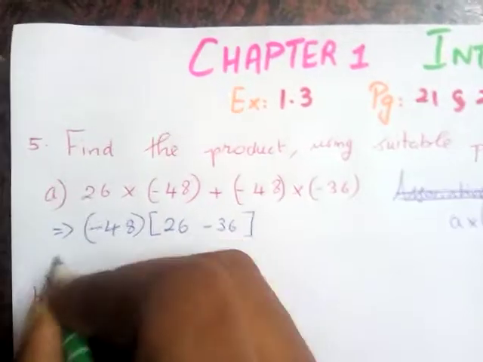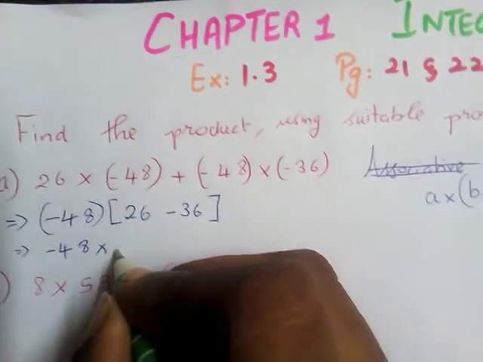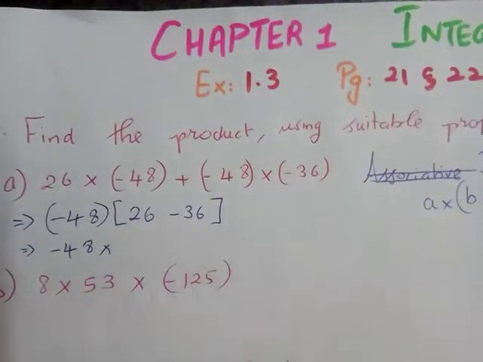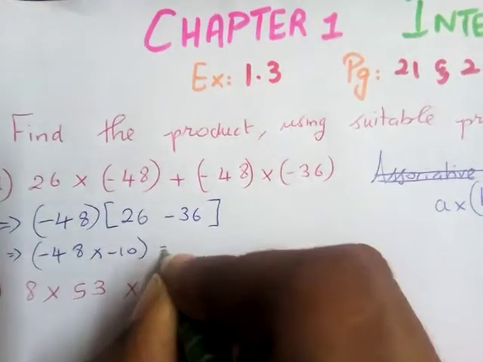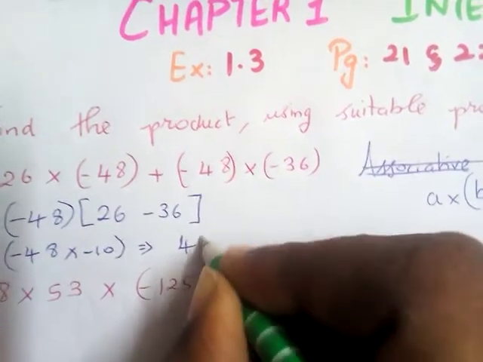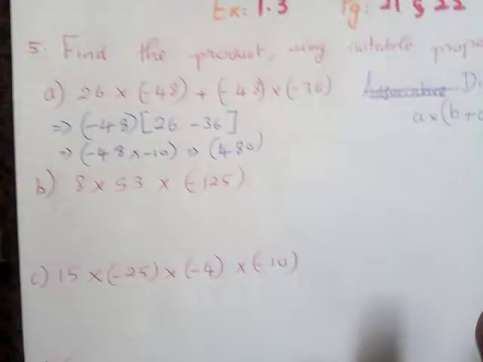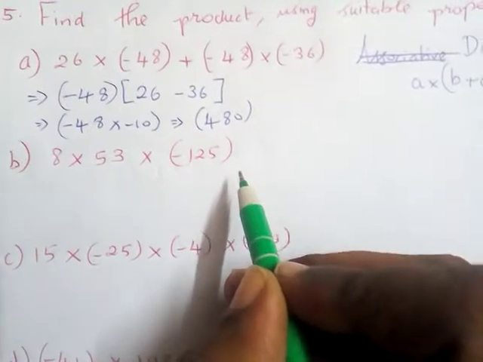Here you will get minus 48 into minus 10, which will then give you plus 480, as negative into negative is positive. The next subdivision: 8 into 53 into minus 125.